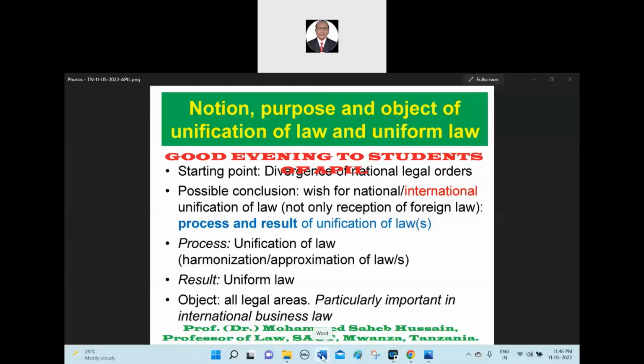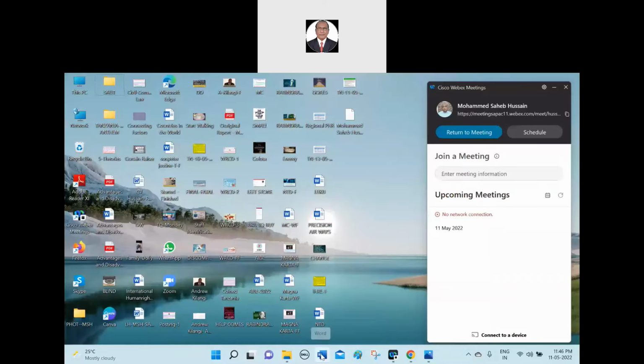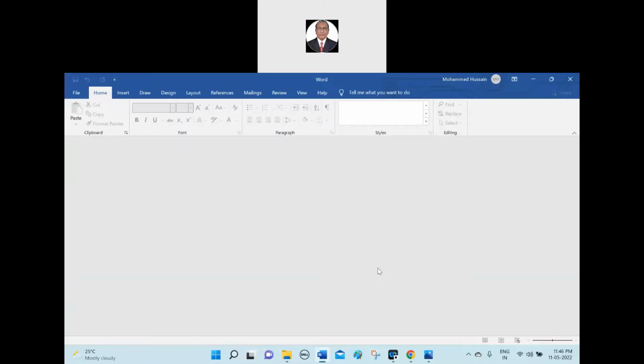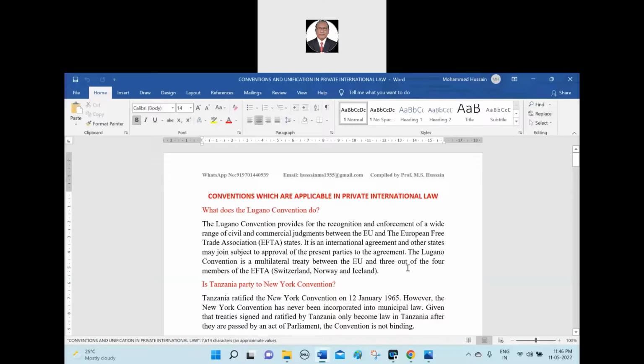Now let us see what exactly it says about it. Conventions which are applicable in private international law also go with the unification. We have already read some of the conventions, but here we can repeat the important ones.